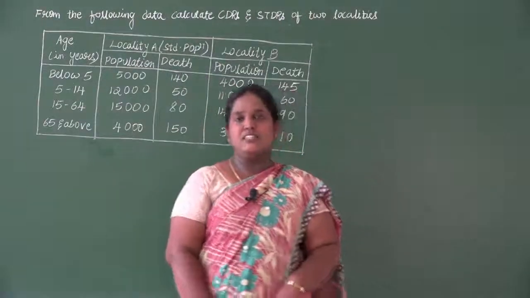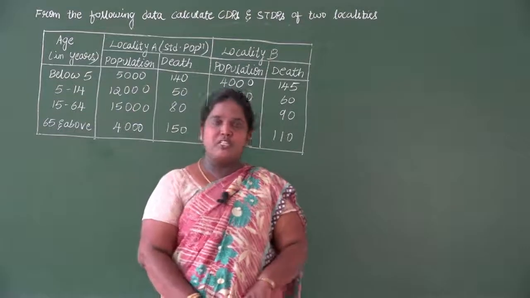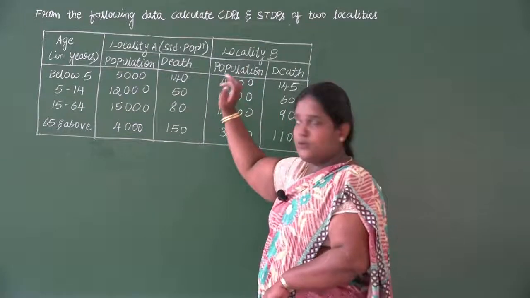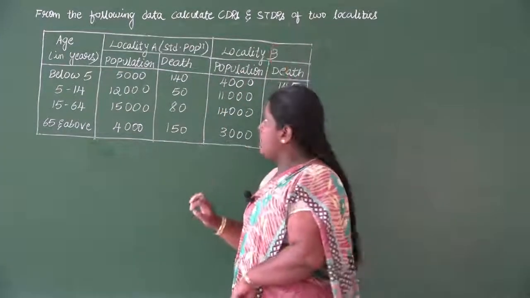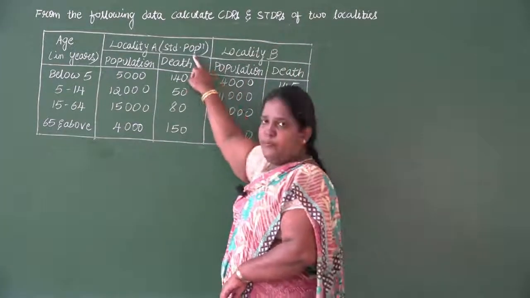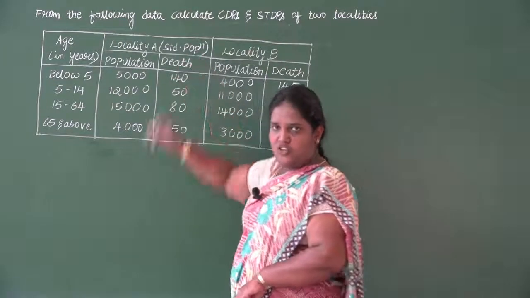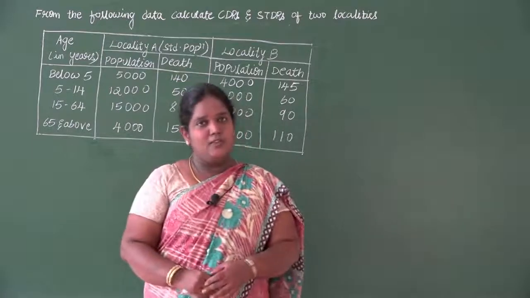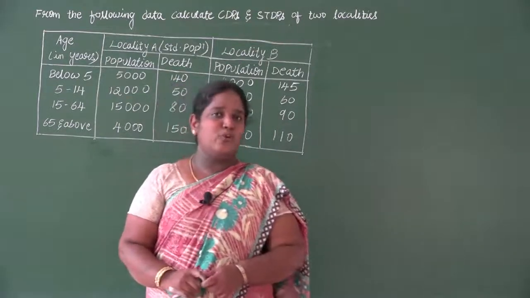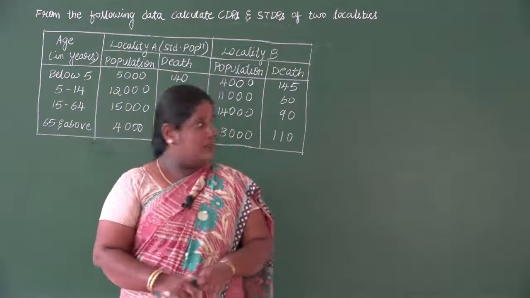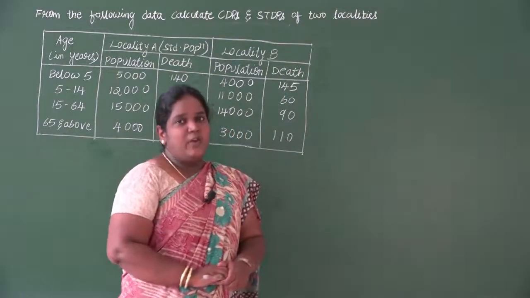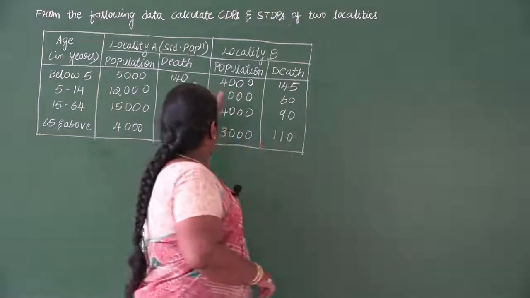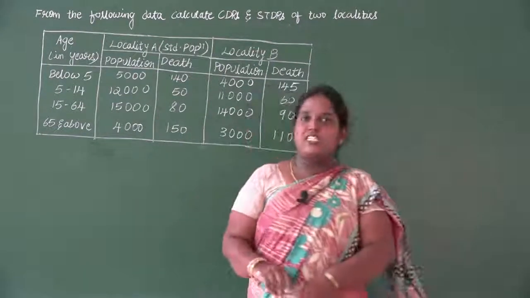Okay students, take this problem as an assignment. It is similar to the previous problem. In this you will do both methods, calculating the crude death rate and the standardized death rate. And here the locality A population should be taken as the standard population. In this problem you will get decimal numbers when you are doing the ASDR values. So after the decimal take only 2 digits, don't take more than 2. And there will be some variation in the point numbers when you are doing it.